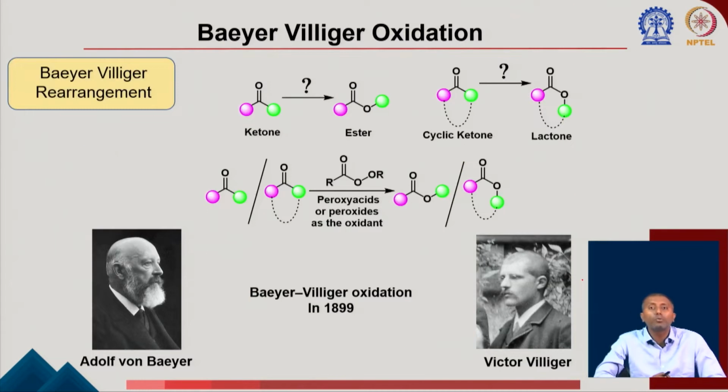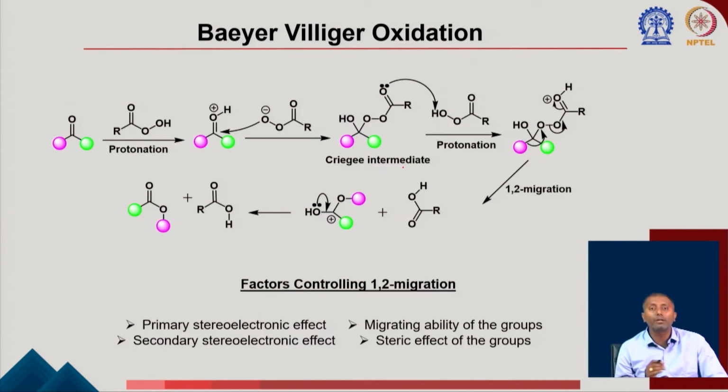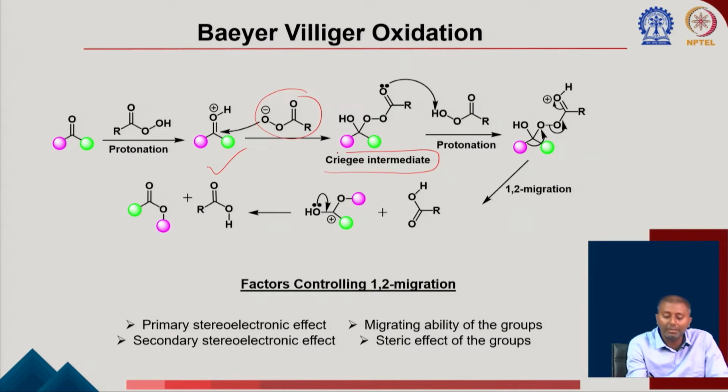So now I am going to move on to another very important reaction called the Baeyer-Villiger oxidation or Baeyer-Villiger rearrangement. This reaction was discovered by Adolf von Baeyer and Victor Villiger. They discovered that if you take a carbonyl compound and treat it with a peroxy acid or peroxide as an oxidant, it will allow formation of the corresponding esters. So let us try to understand the mechanism of this reaction. First thing is the protonation. After the protonation, this compound gets attacked here to form this intermediate, which is called the Criegee intermediate.